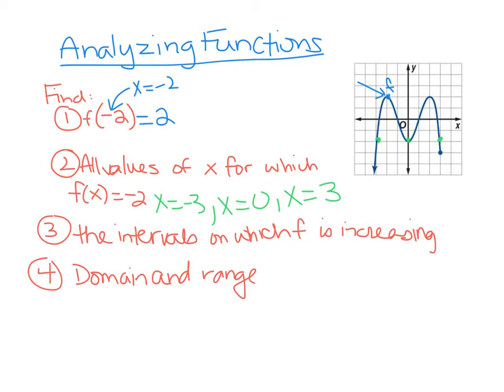Okay, next thing we're going to do, we're finding the intervals on which f is increasing. So f is increasing means that it goes up from left to right. By the way, if it's going down from left to right, it's decreasing. So the places where it is going up from left to right are going to be this part right here and this part right here. The other two parts that I did not highlight are where it's actually decreasing.